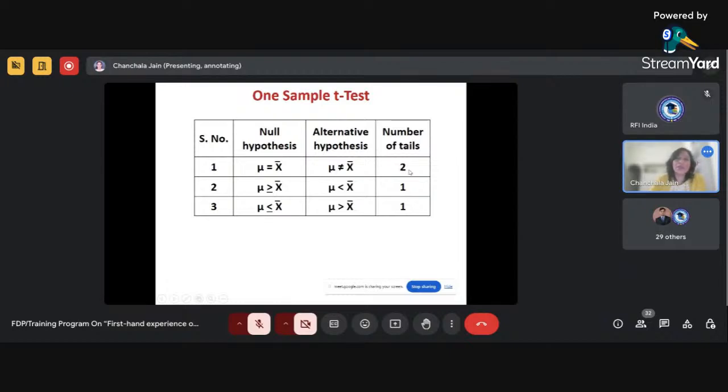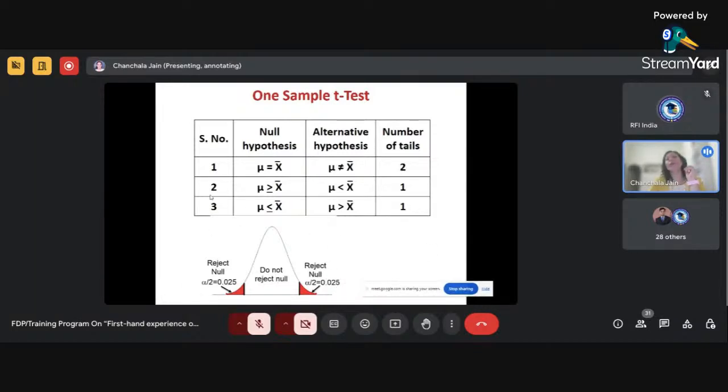The question comes, what are these tails? I think you already know that the normal distribution is generally shown by the bell-shaped curve, and in the bell-shaped curve there are 2 tails, left tail and right tail, right? So when your alternative hypothesis is mu not equal to x bar, the meaning is quite clear: the population mean is not equal to the sample mean. It can be either greater or less, but we are not declaring anything clearly, only that these two means are not the same. In that case, both tails will be involved, meaning the rejection region will fall on both tails of the normal distribution curve. So here you can find this.